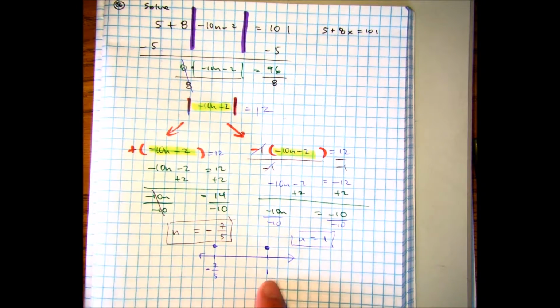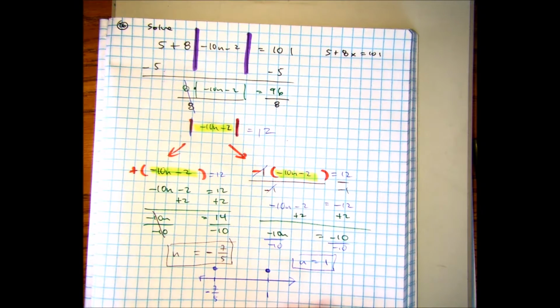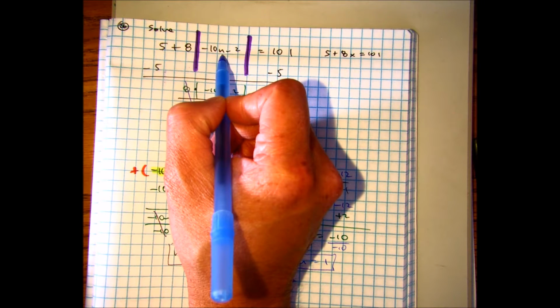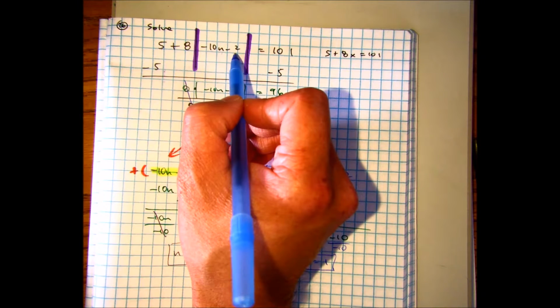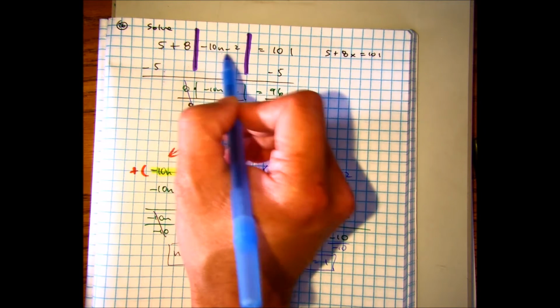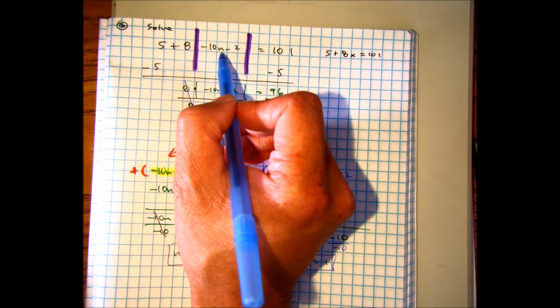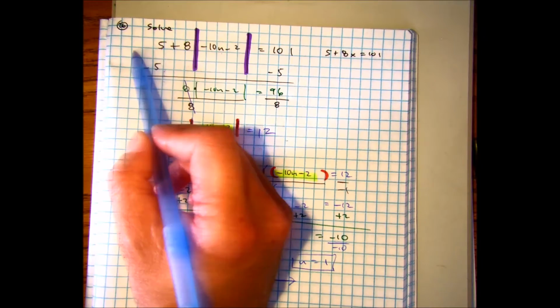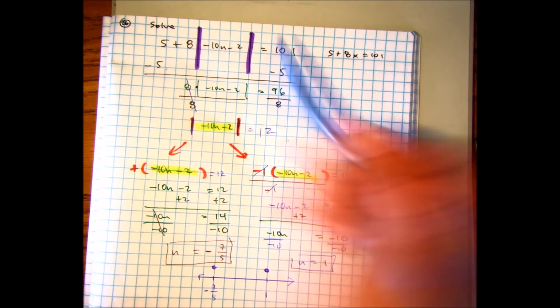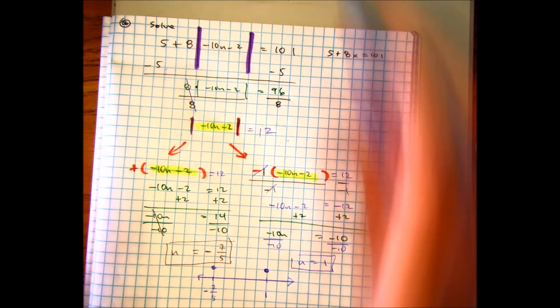Now, let's make sure it's a solution. Let's put in 1. Negative 10 times 1. Negative 10 minus 2. Absolute value of negative 12. 8 times 12. 96 plus 5. 101. You recognize what we're doing, we're just working backwards, isn't it?